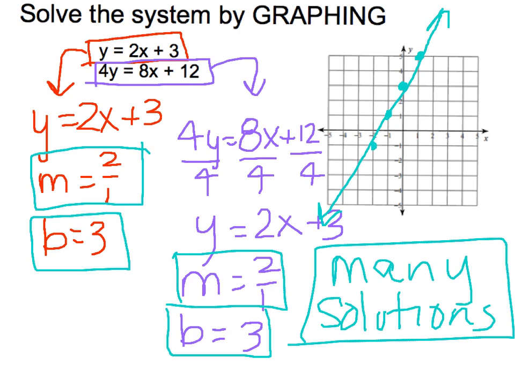I want to point out one last thing again. Remember to use a ruler or a straight edge when you're connecting the points on your graph. Because of the iPad and the technology here, I'm unable to use a perfectly straight line.